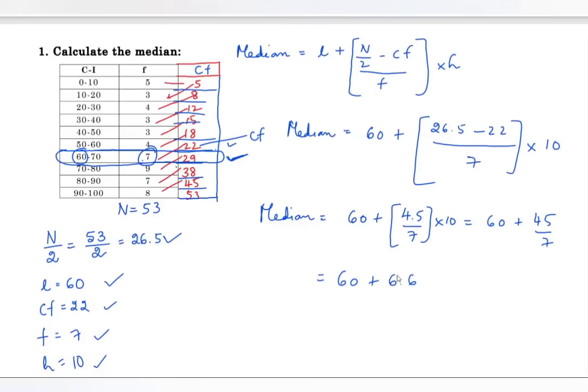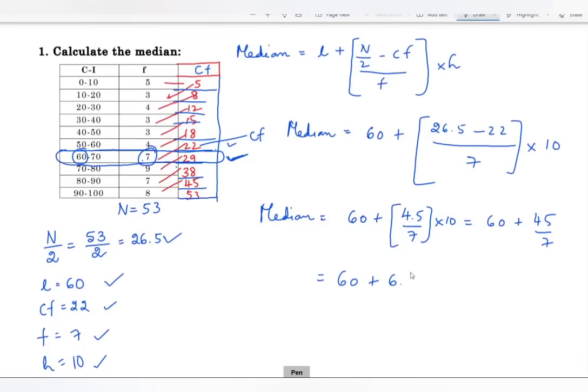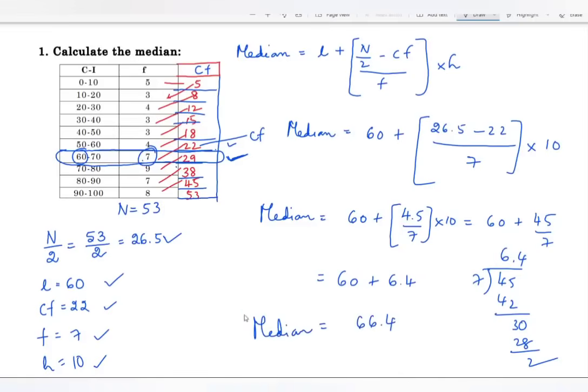7 6s are 42. Next 3 remainder, then point, you get 0 here, 7 4s are 28. So the answer is 6.4. Now 60 plus 6.4 is 66.4. Therefore the median value is 66.4.